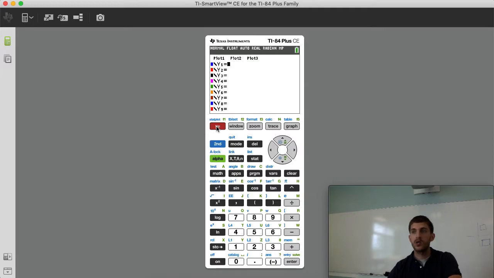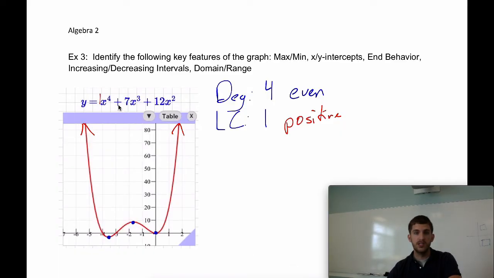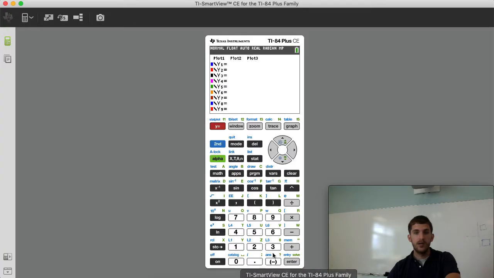Now, in here, we're going to go through and type out that function. Again, just a reminder what the function is. It's right here: x to the 4th plus 7x to the 3rd plus 12x squared. So I'm going to type that in, and even though I've got a keyboard here, I'll have to do it with my mouse. We got x.